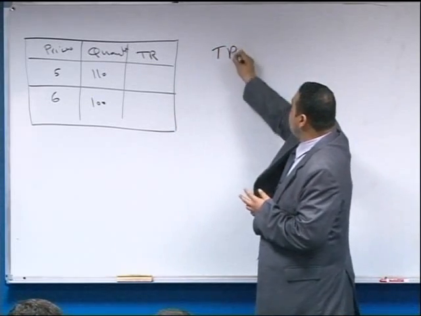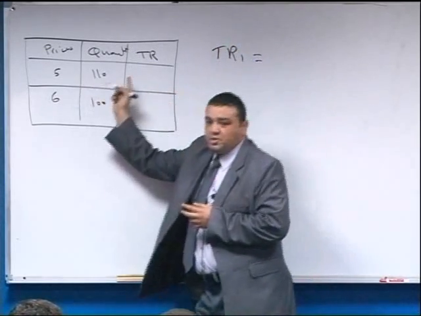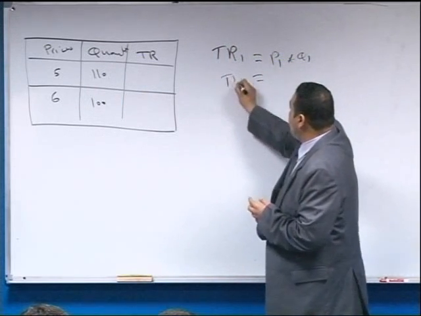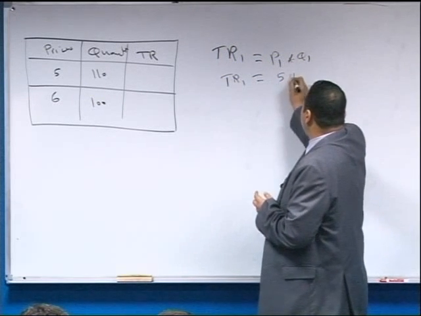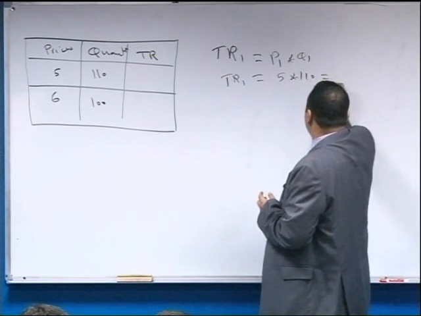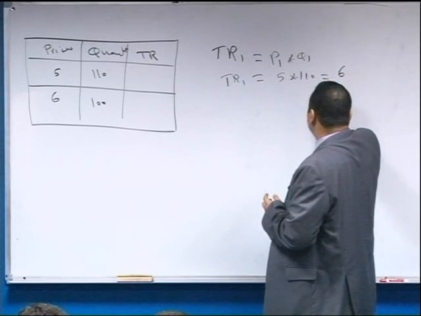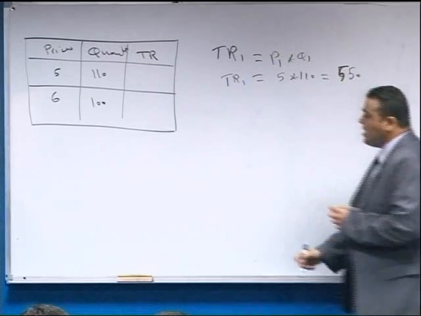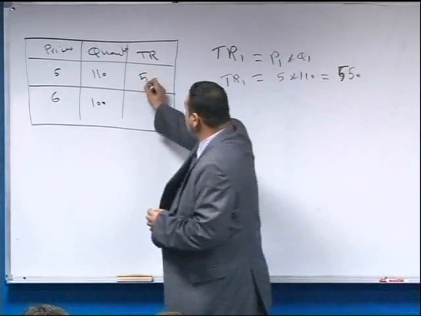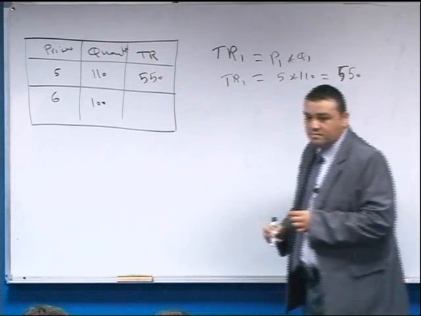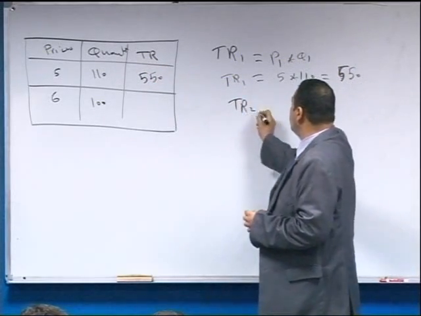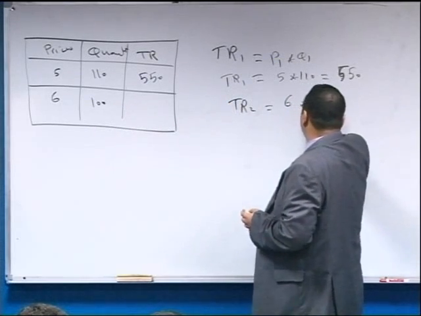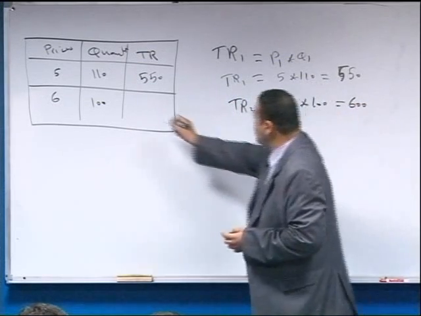TR1 equals P times Q, P1 times Q1. So TR1 equals 5 times 110 equals 550. Right? TR2 equals 6 times 100 equals 600.